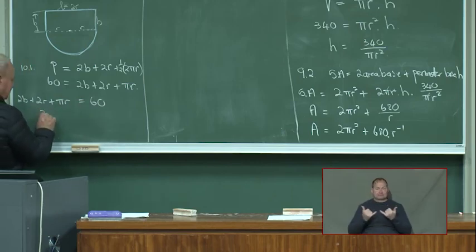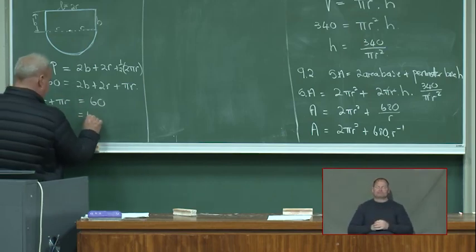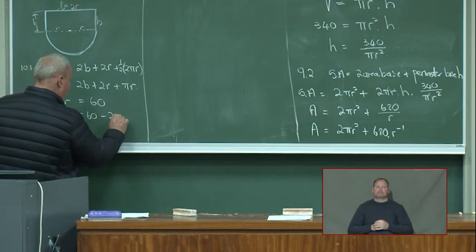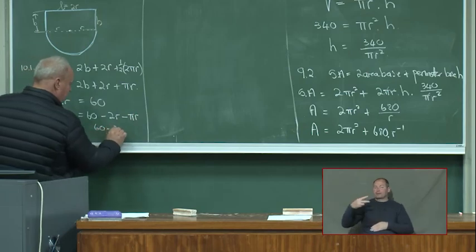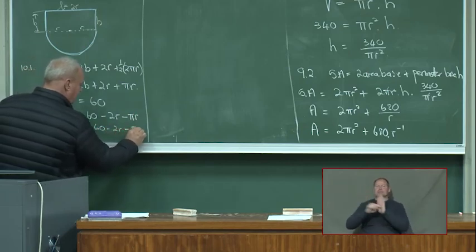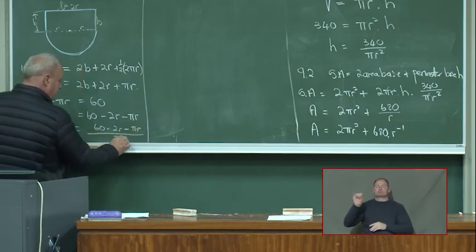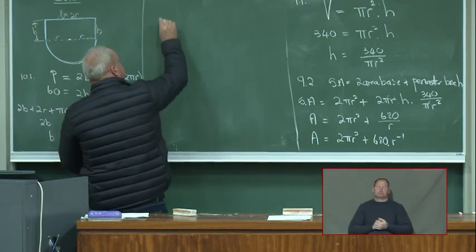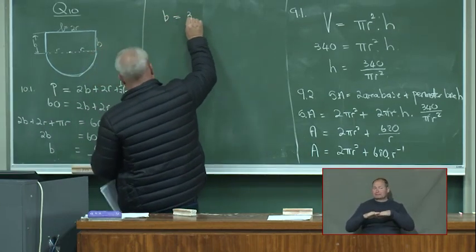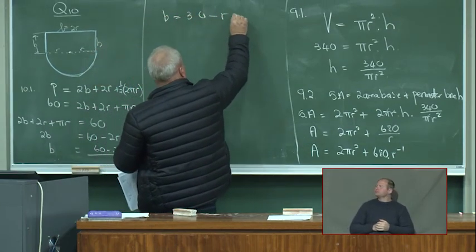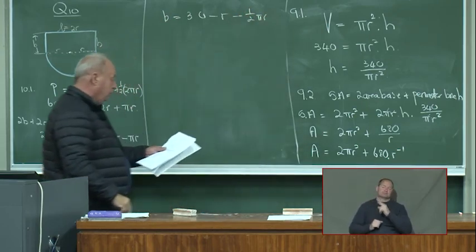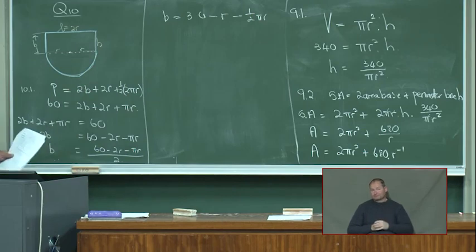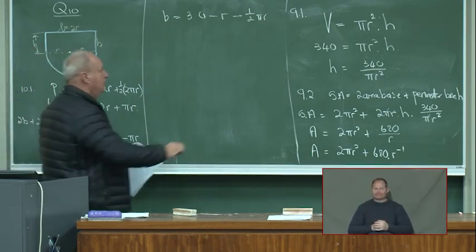So we can say that 2b is equal to 60 minus 2r minus pi r, correct? So the base here, b, is equal to 60 minus 2r minus pi r, divided by 2. So therefore the base is equal to 30 minus r minus a half pi r. People, are you with me? Do you understand that? Okay.